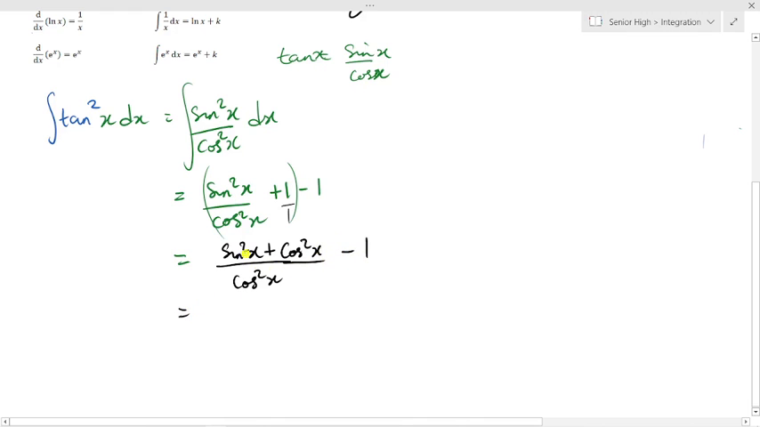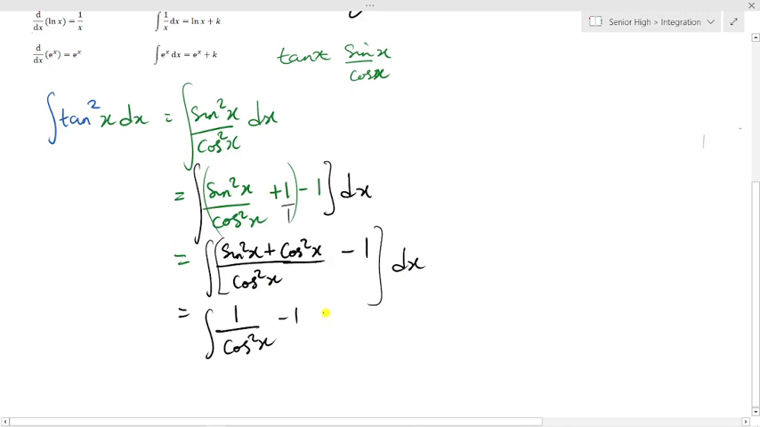Now when we solve this, we know that sine square plus cos square, according to trig identities, will give us 1, so we have 1 over cos square x minus 1. And remember, we are still on integration, so we have all this in dx. Now look at this. 1 over cos square can be written in trig identity as sec square x, and then we have minus 1, all in dx.